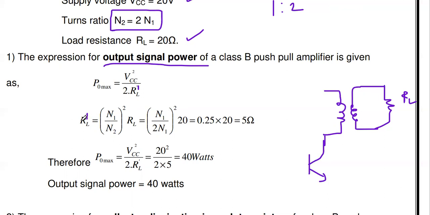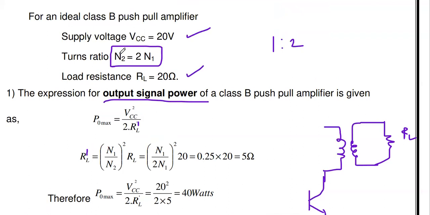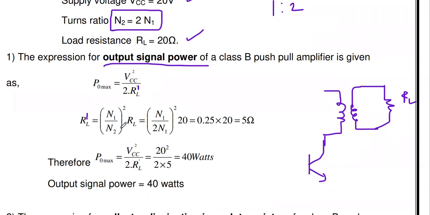So what is the effective load resistance? The formula is (N1 by N2) the whole square into RL, where N1 is the number of turns in primary, N2 is the number of turns in secondary. So here what is the data given? N2 equal to 2 into N1. So you substitute 2N1 instead of N2 here. So N1 by 2N1, the whole square into RL. What is RL? RL is 20 ohm.